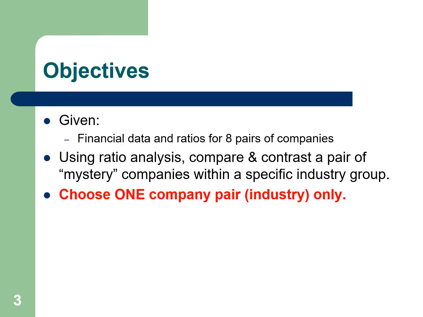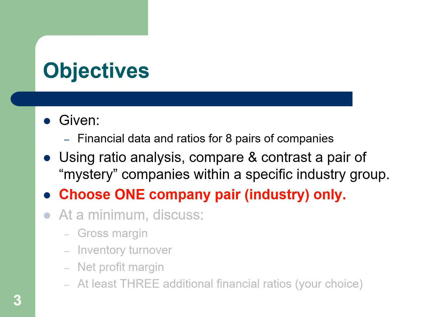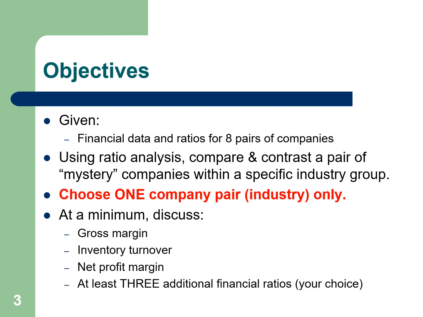At a minimum, you must explain and calculate for each company in your selected pair the following ratios: gross margin, inventory turnover, net profit margin, and at least 3 additional financial ratios of your choice. This will provide a comprehensive picture of each company's performance and its financial health.